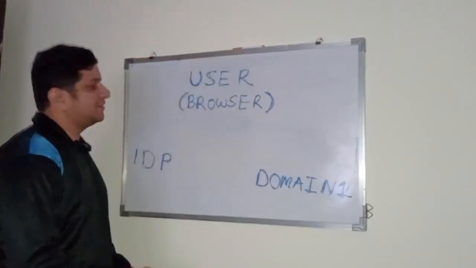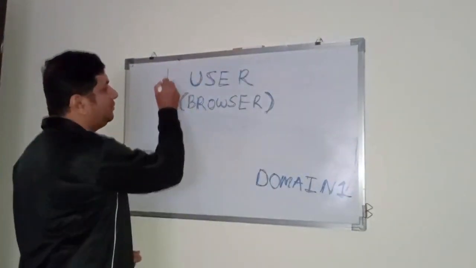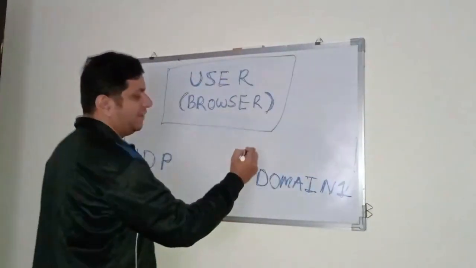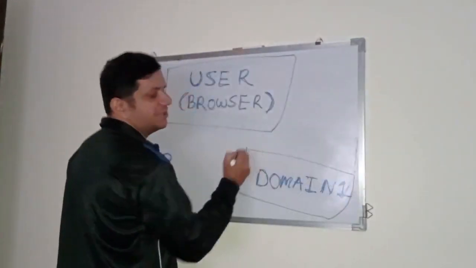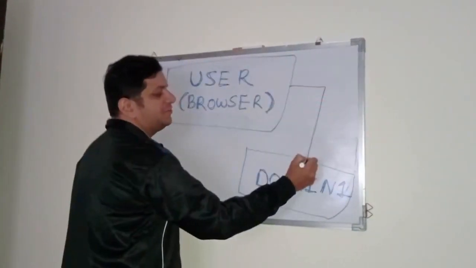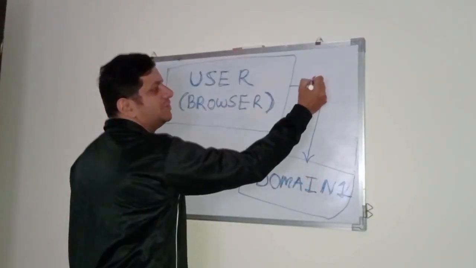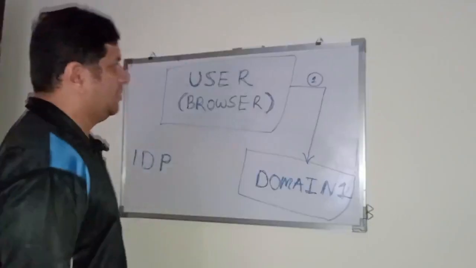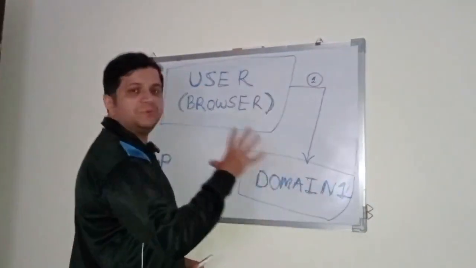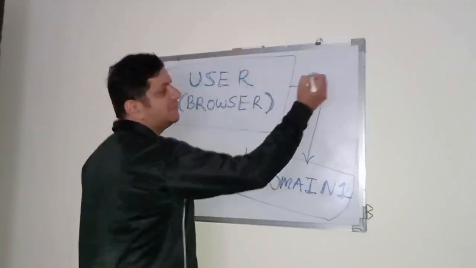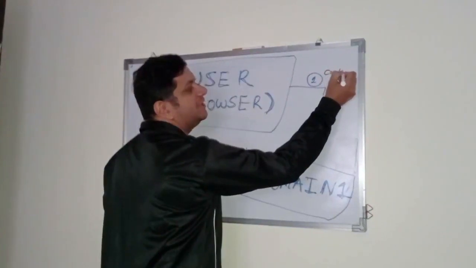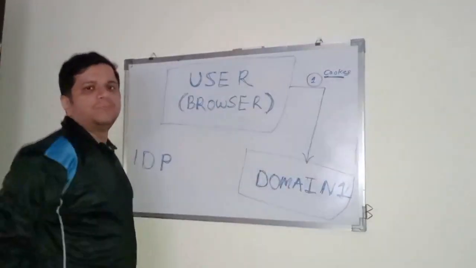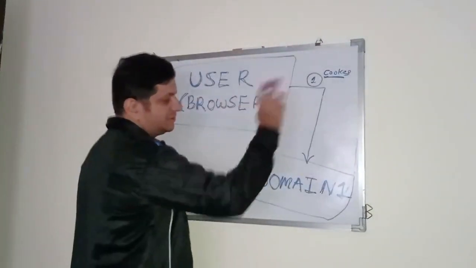So let's start. We have a user or a browser which is trying to log in to an application. Let's call that application domain 1. So you are trying to log in to that application. This number 1 is your login request, so you are trying to access it. When this browser sends a request to domain 1, it also sends something called cookies that it has with it. So the cookies are sent by the browser to domain 1. That is step number 1.